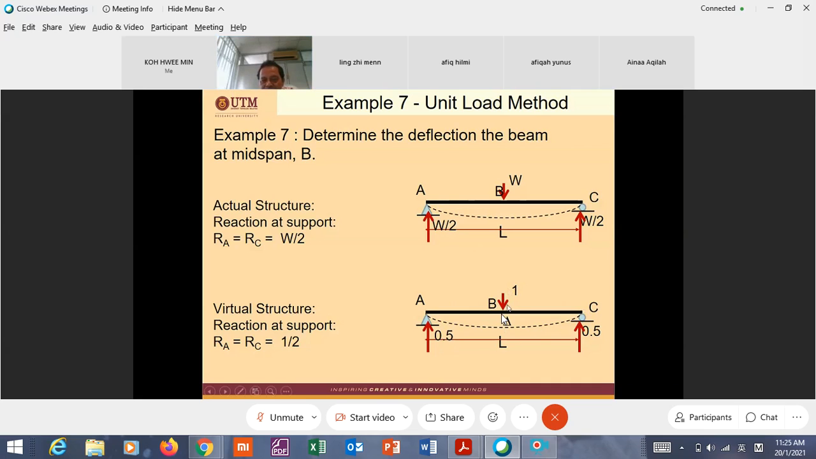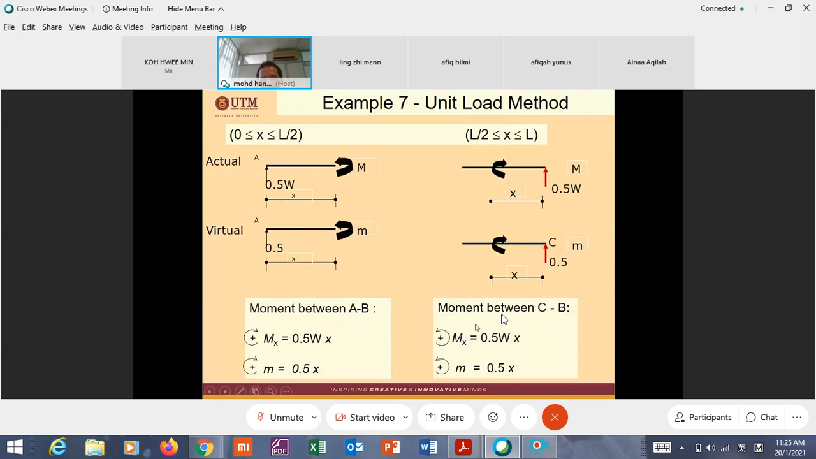If this unit load method is applied eccentrically, maybe somewhere here, then the work at this segment and this segment is not equal. That is a different case. Okay? But in this case, it is equal.